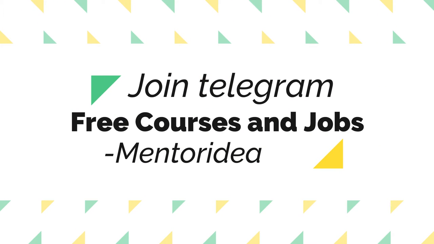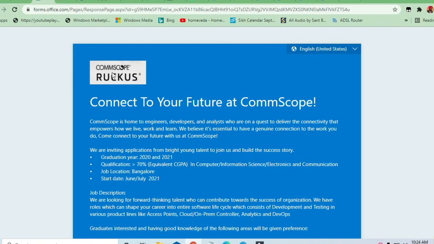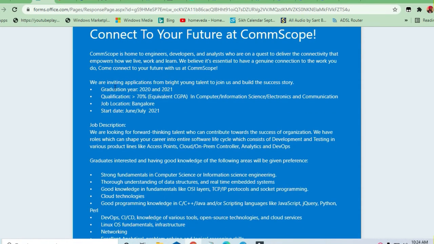And today we are going to discuss the CommScope Ruckus opportunity, and this is for those who are graduating in 2020 or 2021. The qualification is computer science or electronics and communications, or an equivalent, with 70% or above CGPA, and you can apply. Bangalore is the location you will be applying for. They are asking for a start date of June and July 2021.